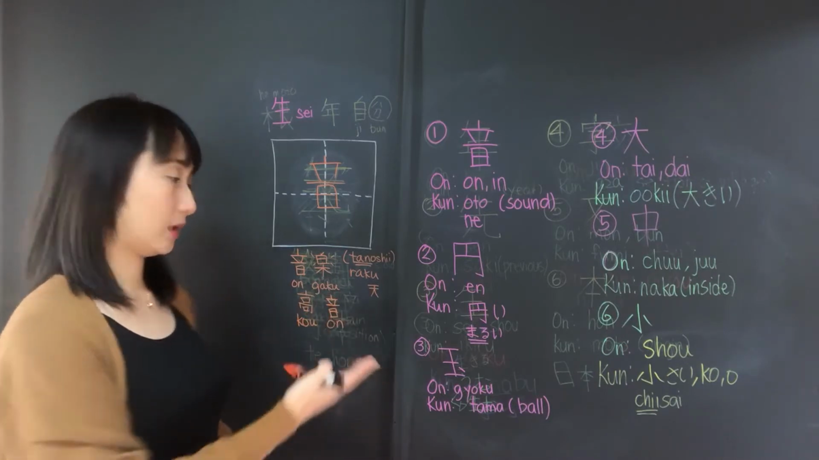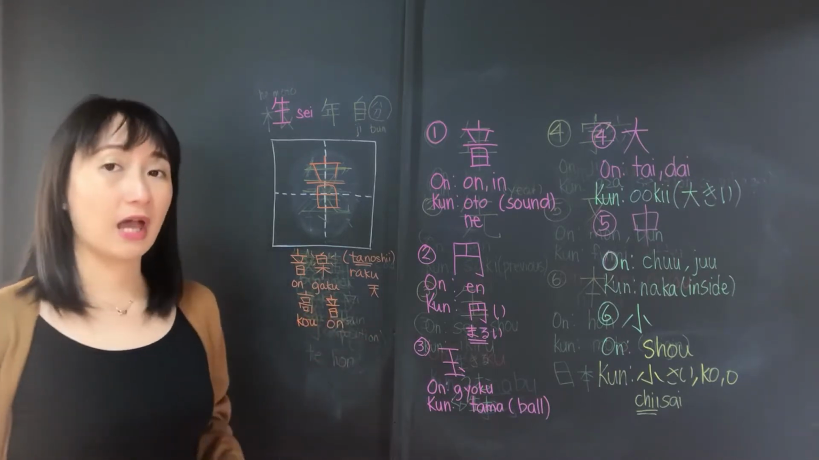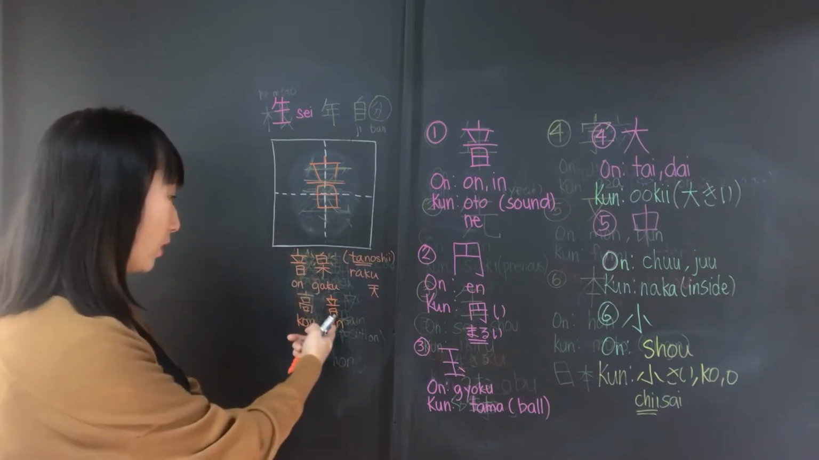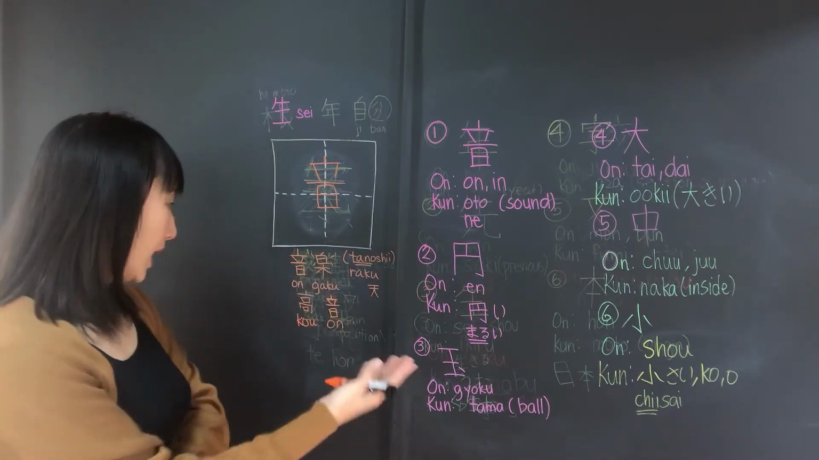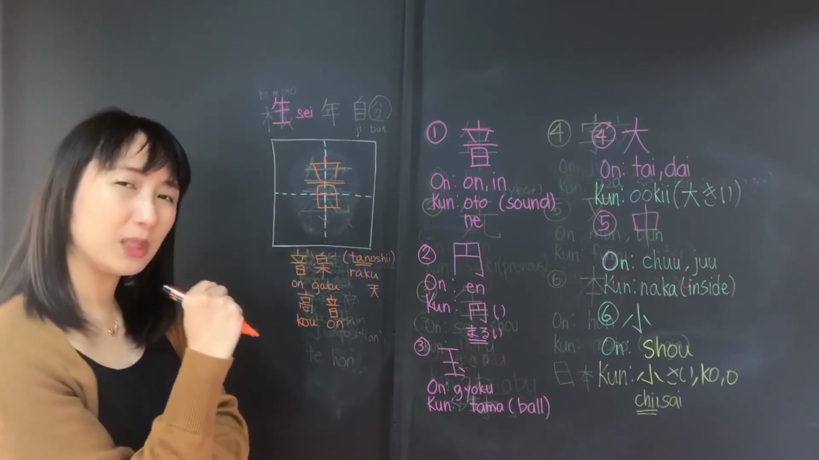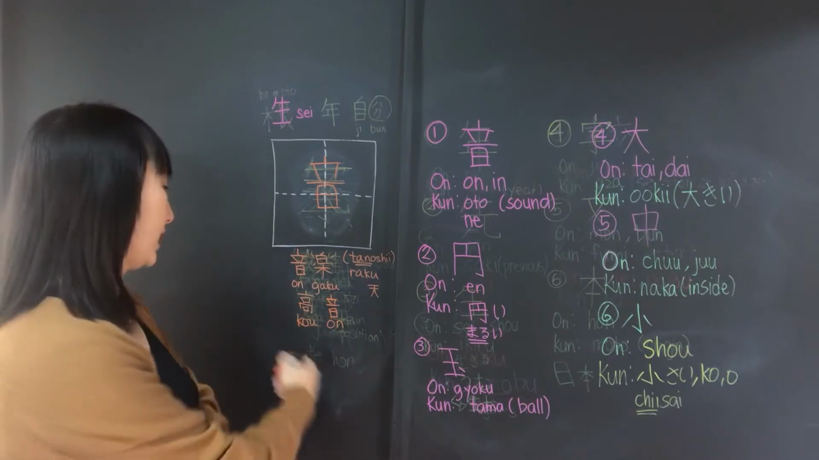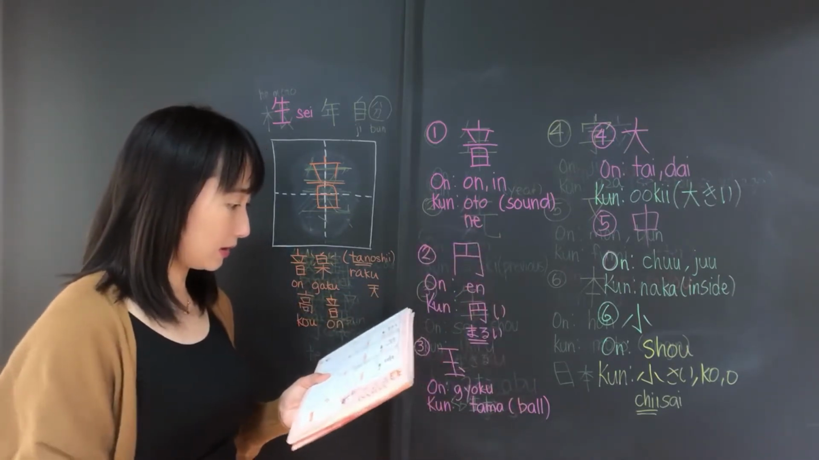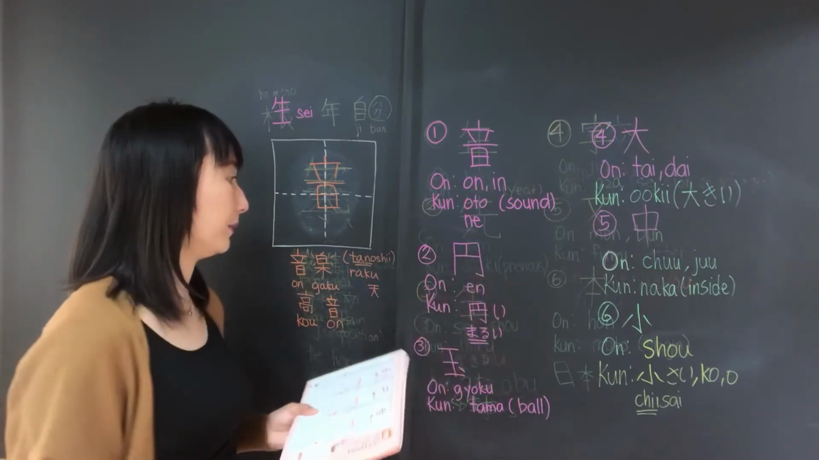In general, the meaning of this is high-pitched tone. As you can see, on means sound, and then you see taka, high. Maybe high-pitched tone, a high-pitched sound. Okay, so that is my example for this kanji. The next one is this kanji.